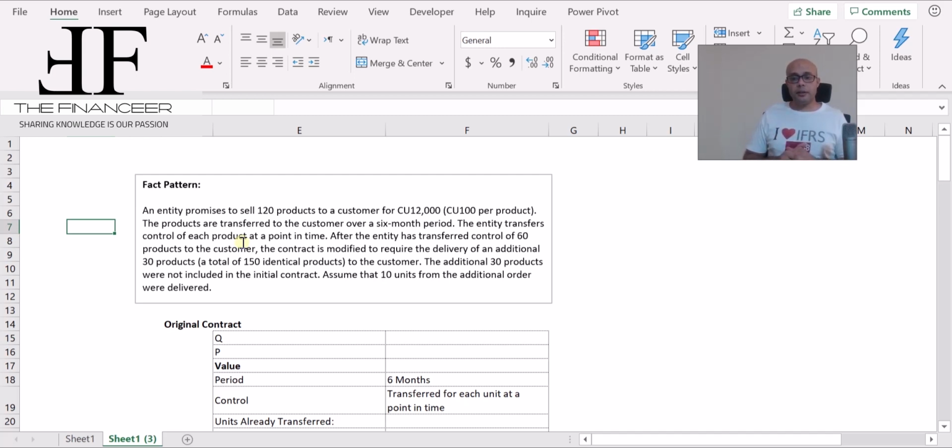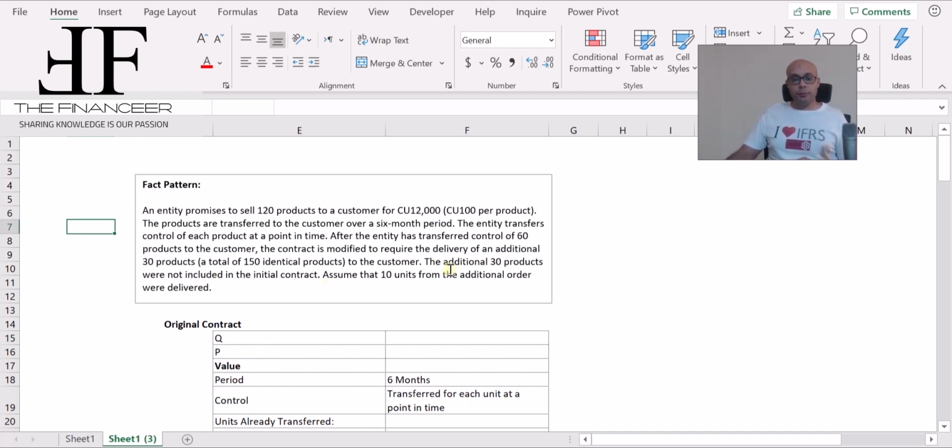After the entity has transferred control of 60 products to the customer, the contract is modified. So when the contract is modified after the first batch, which is 60 units, the contract is modified to require the delivery of additional products, an additional 30 products. So the total number of units to be delivered under the original contract and as per the new modification is 120 plus 30. So the total will be 150 identical products to the customer.